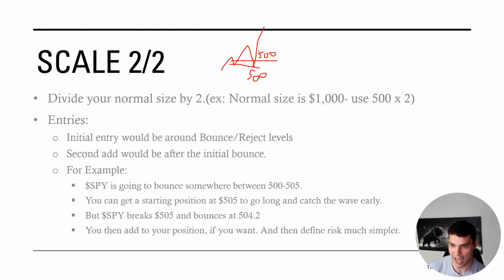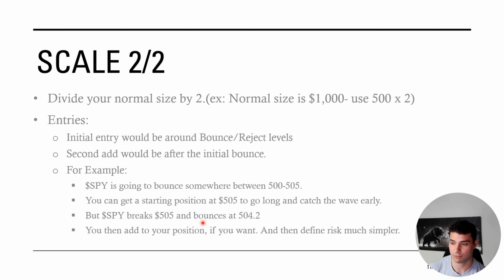You just half it. If you're planning to add only once, you just half it by 2. So put $500 in your first time and $500 in your final add, right? That is how you basically scale into trades if you're only adding in once. And your initial entry would be around bounce and reject levels, and the second add would be after the initial bounce, right? So like I said, if SPY is going to bounce somewhere between 500 and 505, you can get a start position at 505 to go long and catch the wave early.